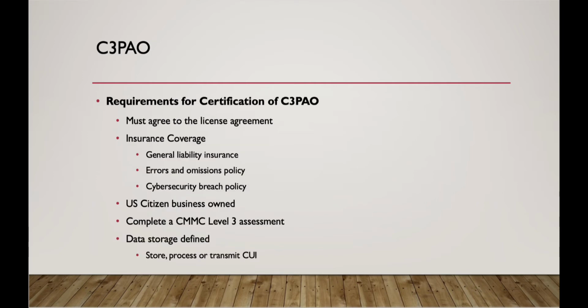Now, if you want to be that, they call out what is required to be an organization that finds the assessors. They have to have insurance coverage that is general liability. They have to have an errors and omissions policy, and they have to have a cybersecurity breach policy. If you've listened to my CISSP podcast, you'll know that breach policies are changing, but they're basically calling out that if you want to be that organization, you're going to have to do some various aspects of it.